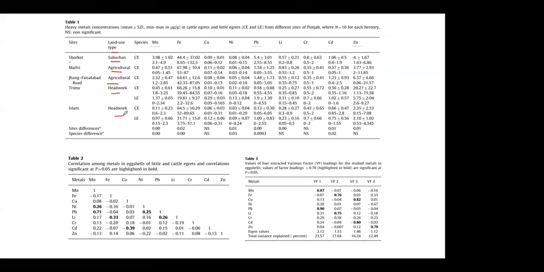We collected two egret species. One was cattle egrets, which mostly feed on vegetables, and the other was little egrets, whose food is a little bit of vegetables and some insects and other animals.